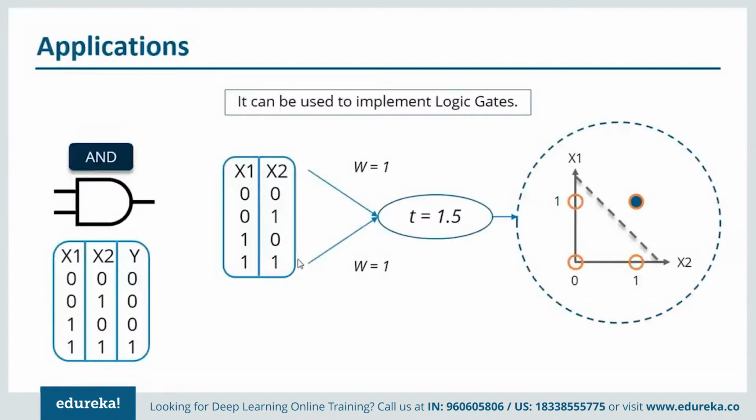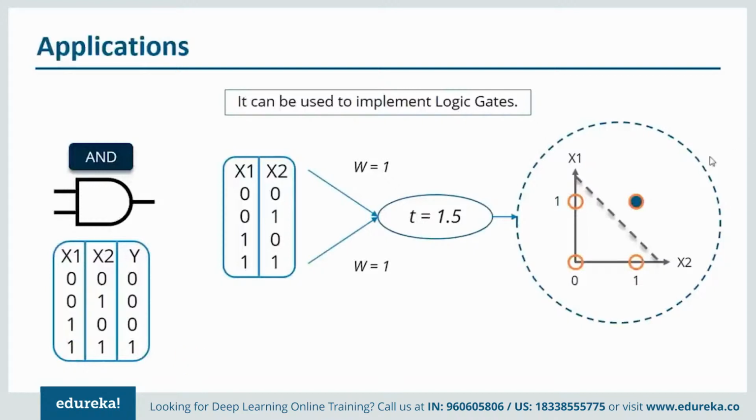Similarly, when I talk about the AND gate, there's a difference in the truth table. In the AND gate, we need to make sure that both of our inputs are high in order to get a high output. If any of the inputs is low, we get a low output. That's the reason we choose a threshold of 1.5, which means that if our output is above 1.5, then only our neuron will fire and we'll get 1 here. And there is only one case, that is when both the inputs are high.